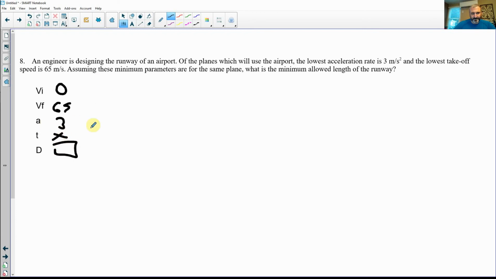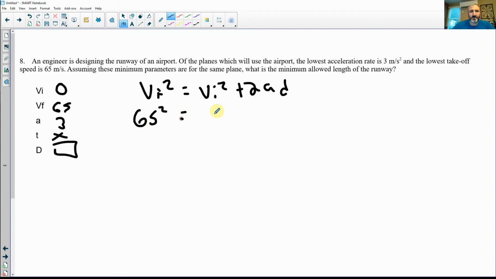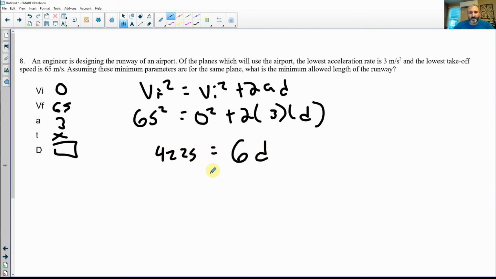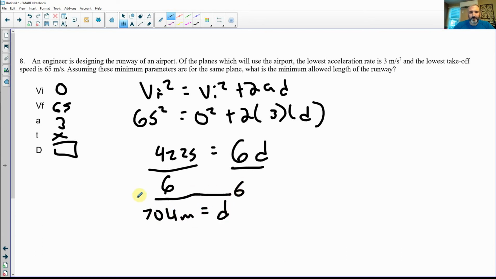Don't care about the time, so it's going to be, again, VF squared equals VI squared plus 2AD. We're using this equation a lot today, huh? So 65 squared equals 0 squared plus 2 times 3 times D. So let's play some math. 65 squared equals 4225 equals, that's going to be 0. 2 times 3 is 6. Bring down the D. So we'll divide both sides by 6. That would be 704 meters equals D. So I hope that one made sense.